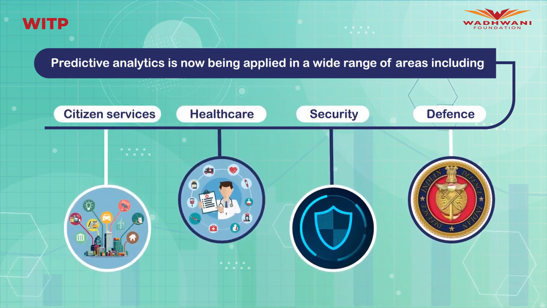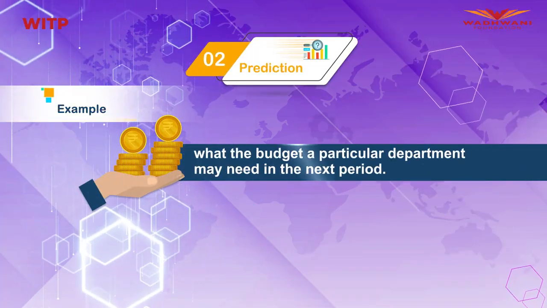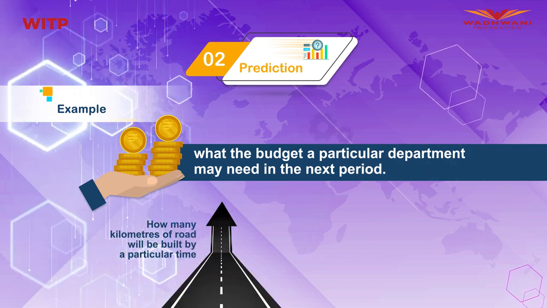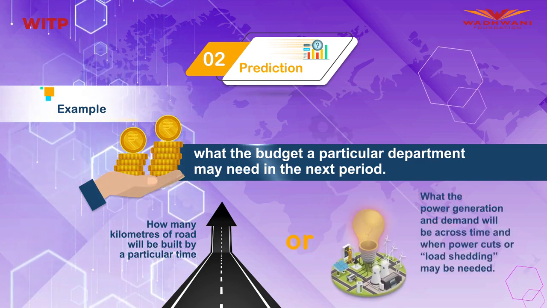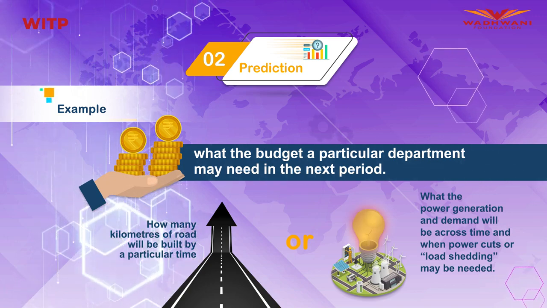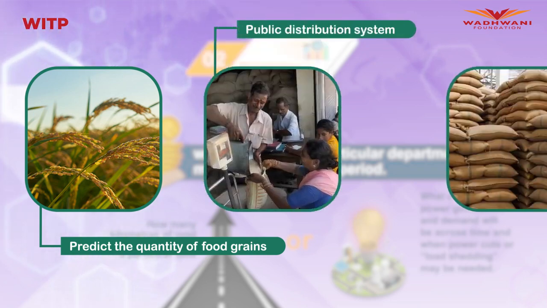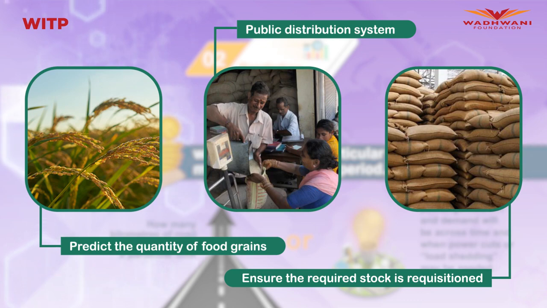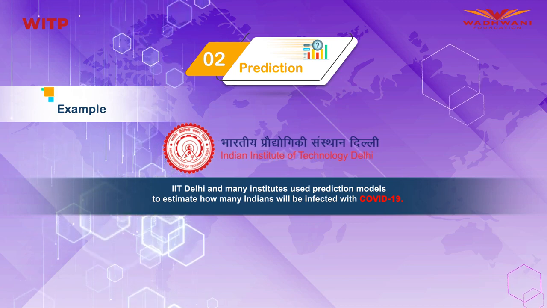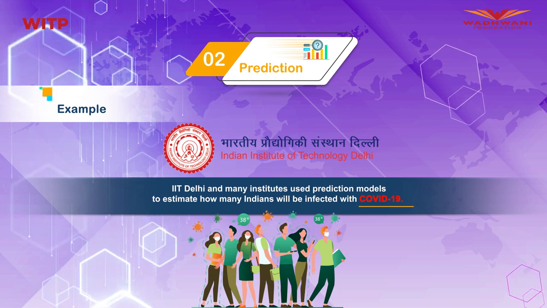services, among others. A few examples of predictions may be what the budget a particular department may need in the next period. Given the trend, how many kilometers of road will be built by a particular time, or what the power generation and demand will be across time, and when power cuts or load shedding may be needed. It can help to predict the quantity of food grains needed in the public distribution system and ensure the required stock is requisitioned. IIT Delhi and many institutes use prediction models to estimate how many Indians will be infected with COVID-19.